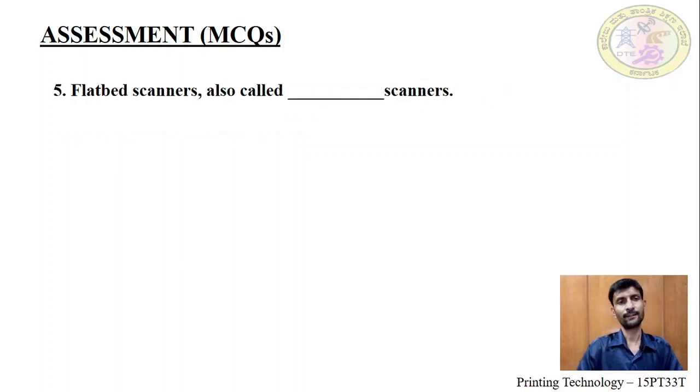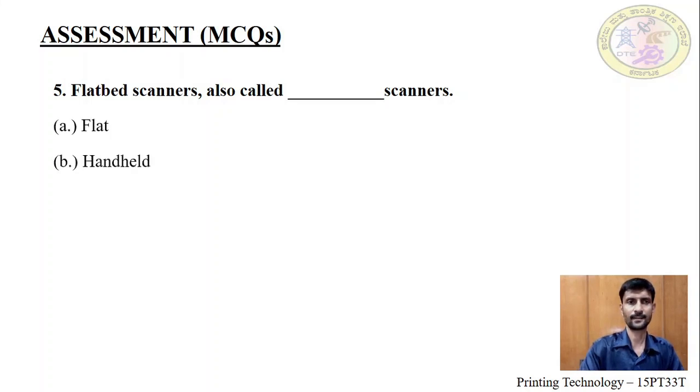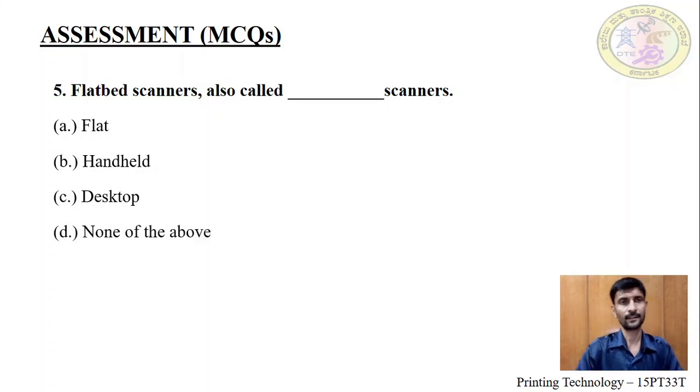Next, a flatbed scanner is also called dash scanners. The options are flat scanners, handheld scanners, desktop scanners, and none of it. Normally, flatbed scanners come in a portable form, so they can be kept anywhere and are easy to handle and easy to travel with. This is the clue to answer this question.